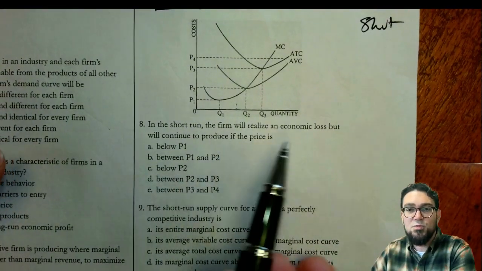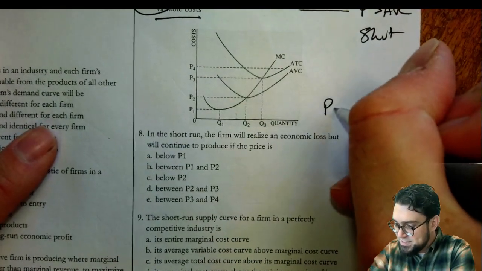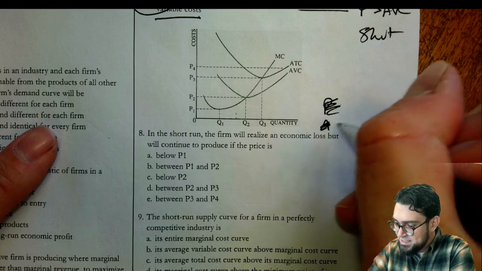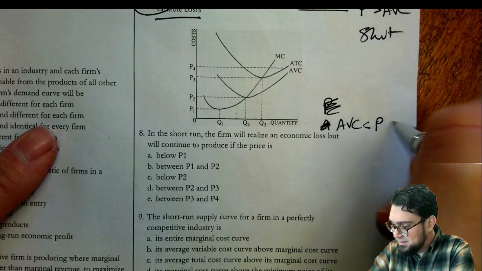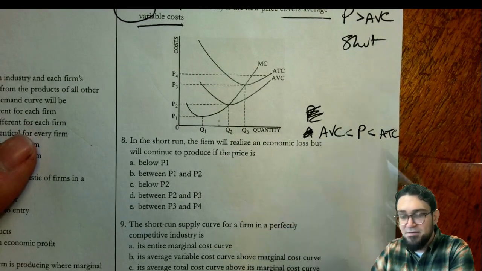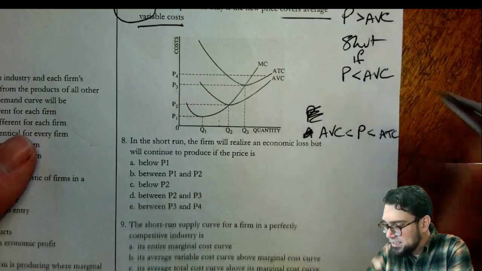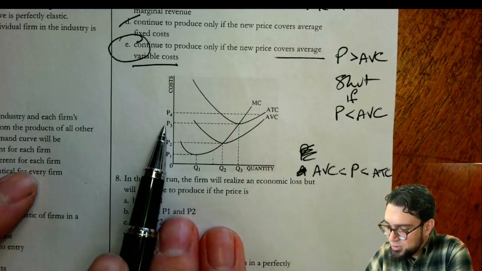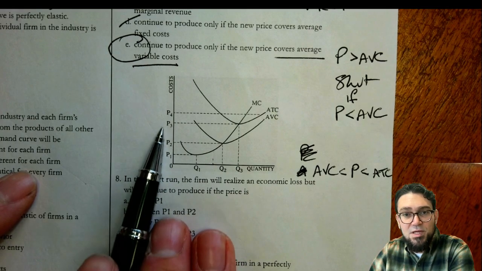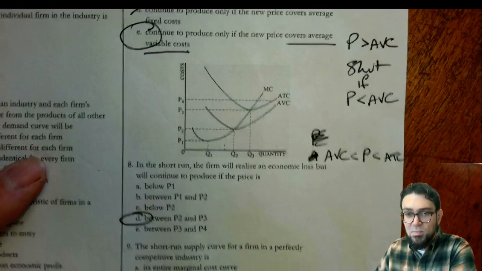8, in the short run, the firm will realize an economic loss, but will continue to produce if the price is in between the AVC and the ATC. And that's saying we should operate if that's the case. So shut down if the price is less than the AVC. So where am I incurring a loss? Below P3. And I'm going to shut down if the price gets below P2. So between P3 and P2. And that's our answer here, D.